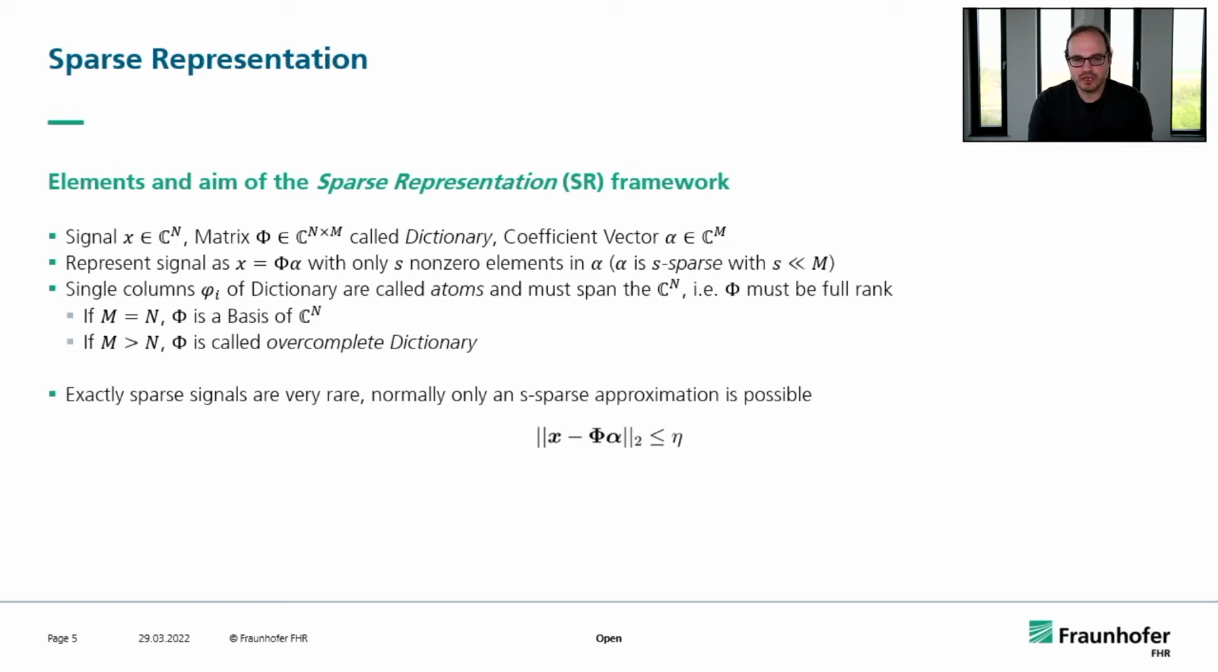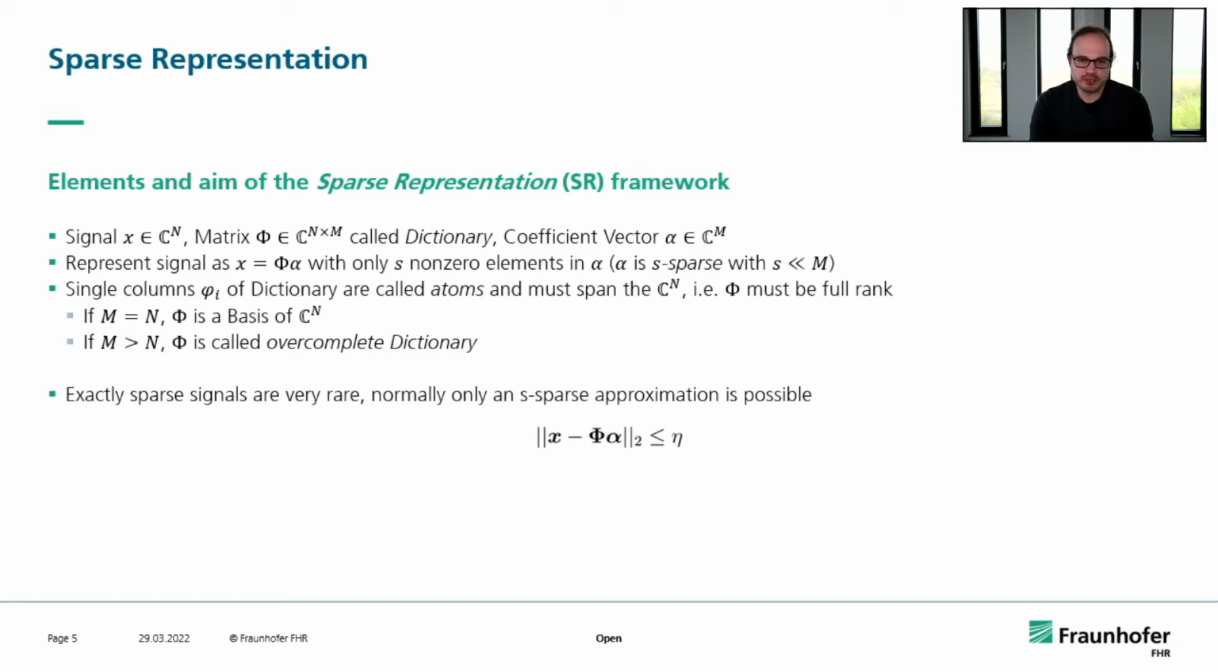If the dimension of alpha and X are the same, and the dictionary is full rank, that is actually a condition that must be fulfilled, that would be a basis. But we have these overcomplete dictionaries, that we have more so-called atoms, meaning more columns in this matrix than rows. And we normally don't have an exact sparse decomposition. We normally use a so-called sparse approximation.